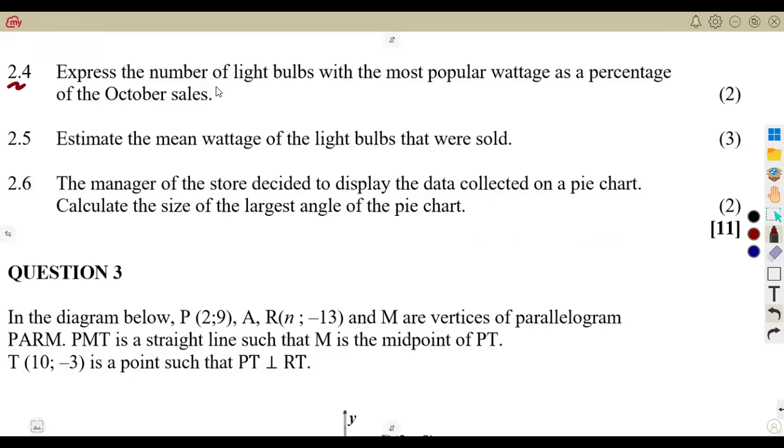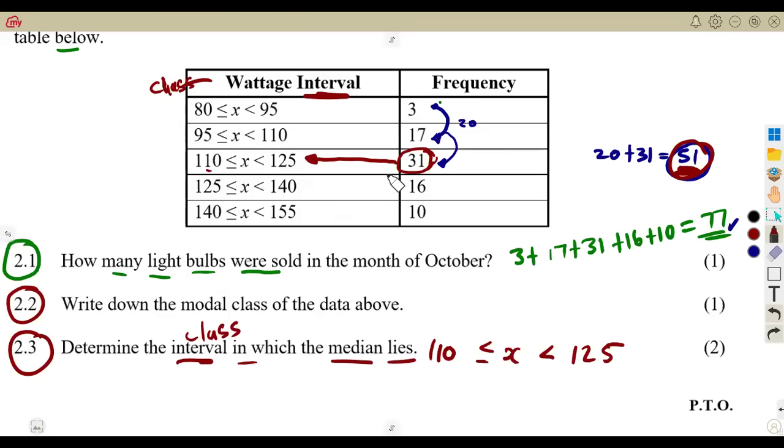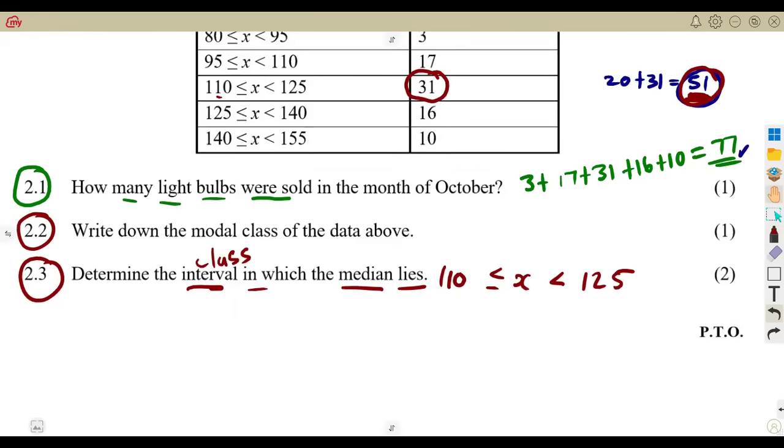2.4, express the number of light bulbs with the most popular wattage as a percentage of the October sales. So meaning the most popular one is the one that we see having what? The highest frequency. Where are we having the highest frequency? That is where we just take the most popular, which is 31. But they need what? Percentage of the total sales.